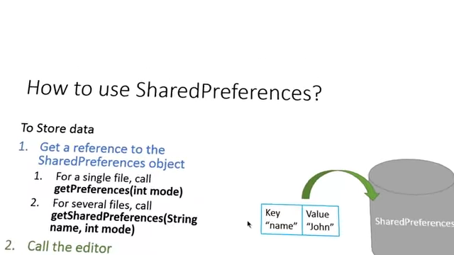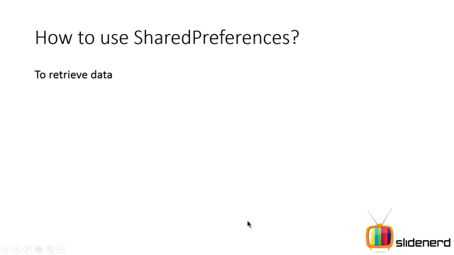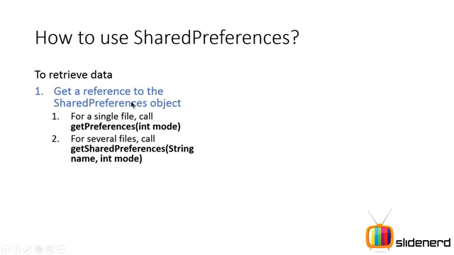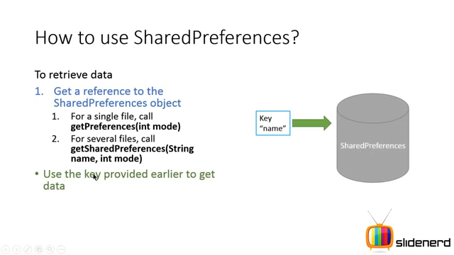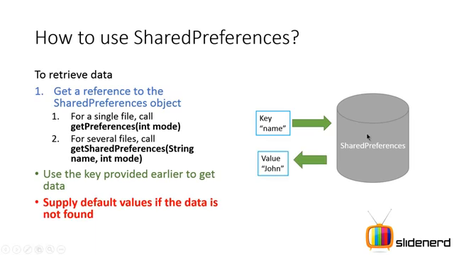So now let's talk about how to retrieve the data from the shared preference file. To retrieve the data, get a reference to the shared preferences object in the same way which we just discussed. Use the key you provided earlier to get the data. For example, you can say give me the value for the key name, and the XML file will say here is the value, which is John. This is the reason why you used the key in the previous step, so that you can use it to later access the value which you stored. Of course you have to handle default values if the data is not found, which we'll be looking at in code, so don't worry about it too much.